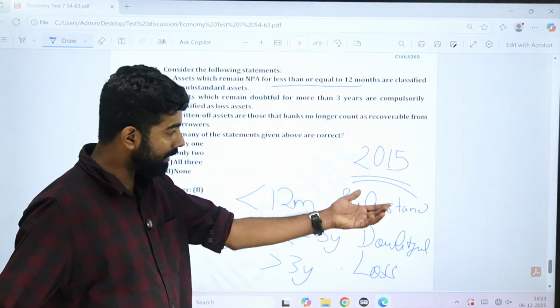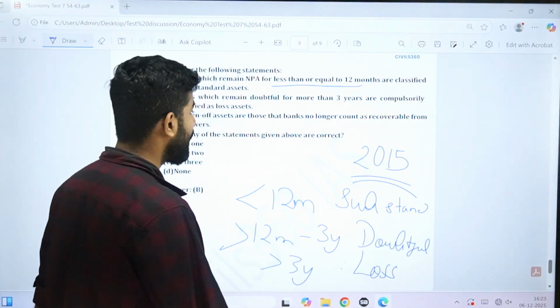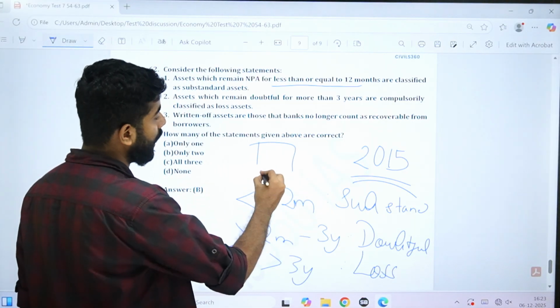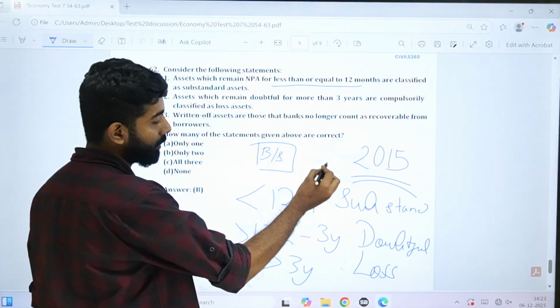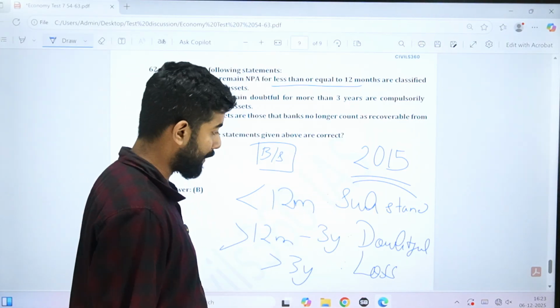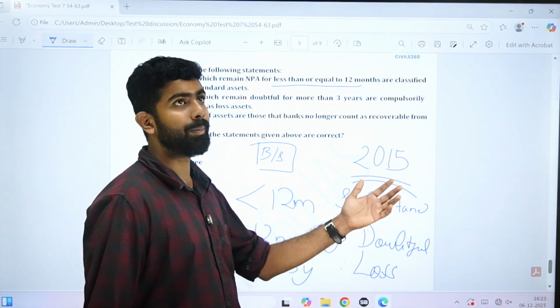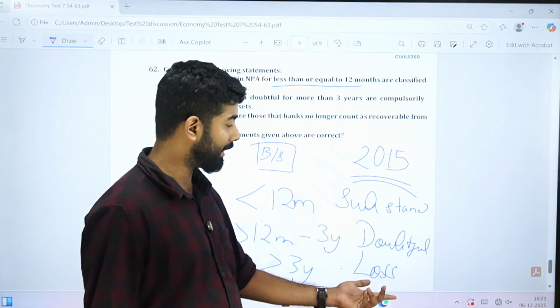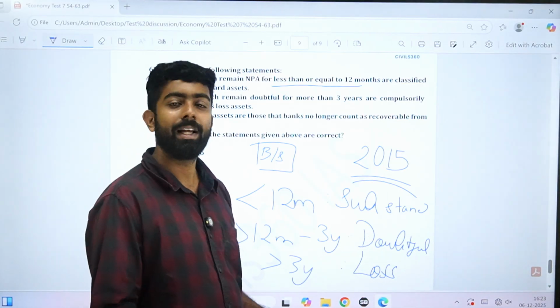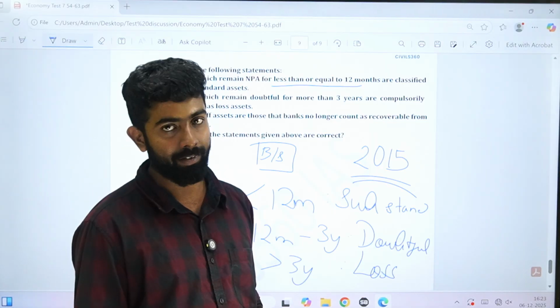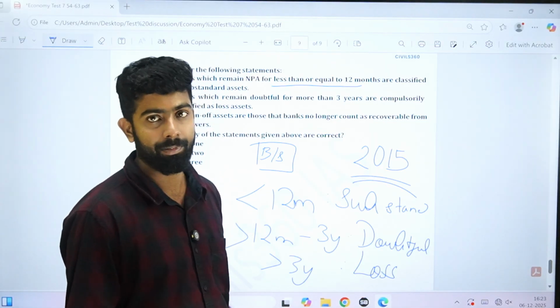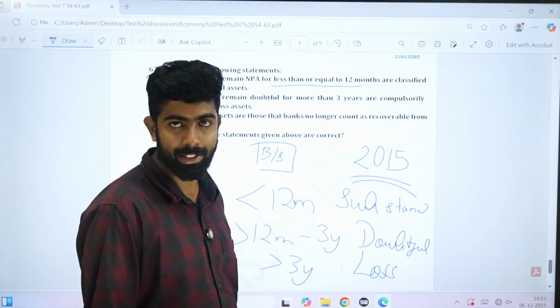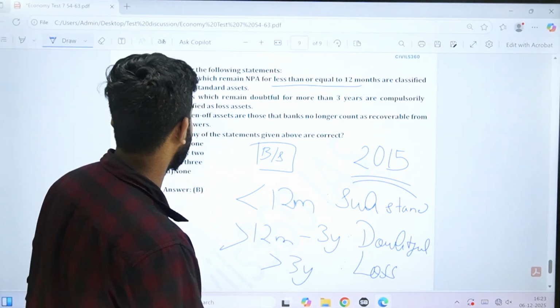But in all these classifications, NPAs are actually part of the balance sheet of the banks. They will be mentioned in the balance sheet of the banks. Only after the bank says, when it declares a particular asset as loss, it says that we can't retrieve it. That is accepted, but it's still in the balance sheet. Okay, it's still in the balance sheet, right?